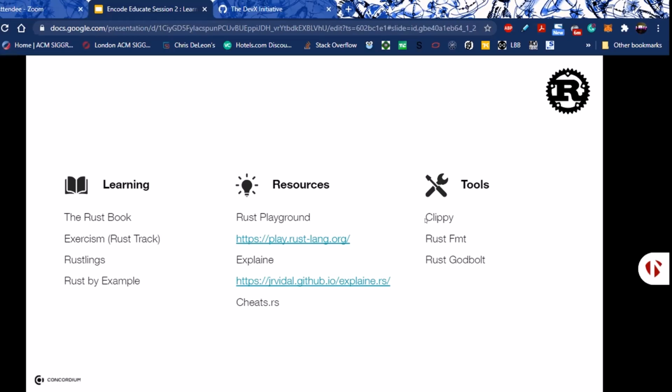Tooling in the space is really great as well. There's Clippy, which is a linter, rustfmt, which formats your code for you in an idiomatically Rust way, and Rust Godbolt for those of you who want to get really deep and start actually seeing the assembly that's generated from your Rust code.